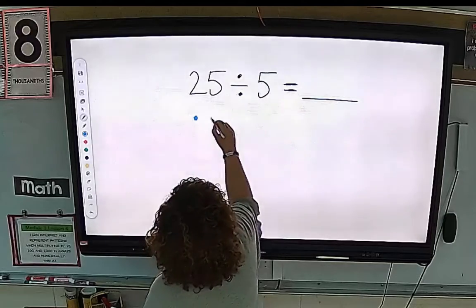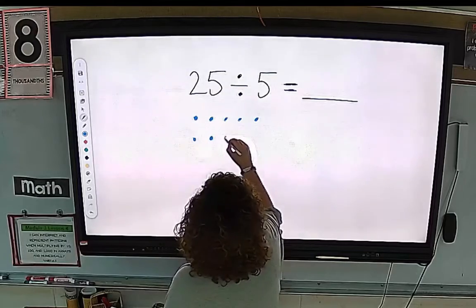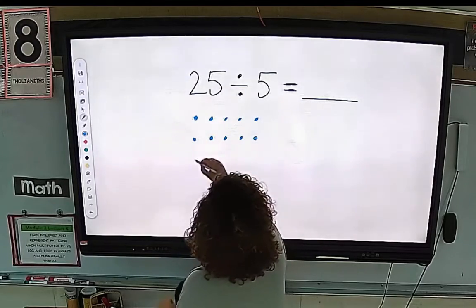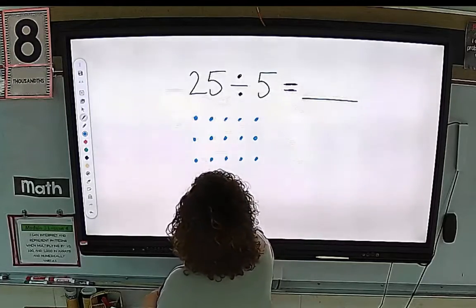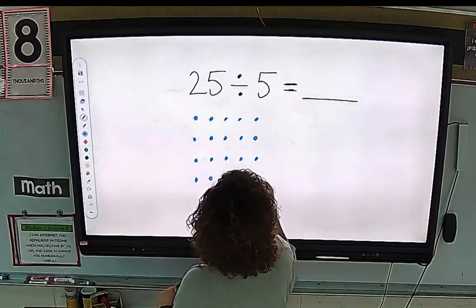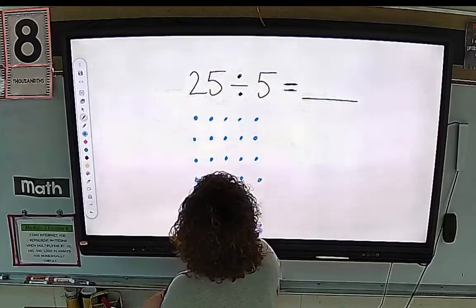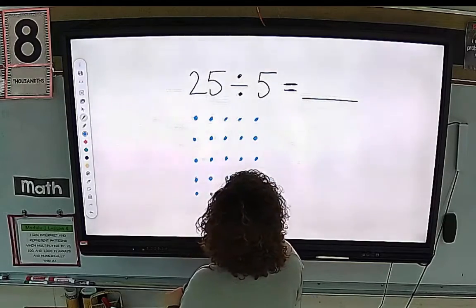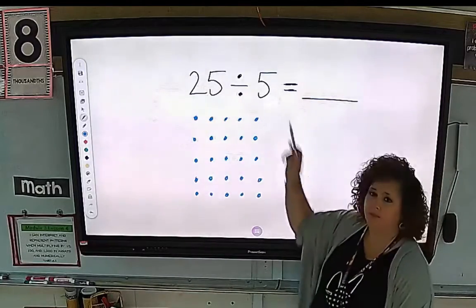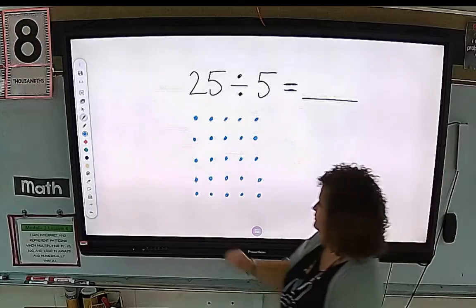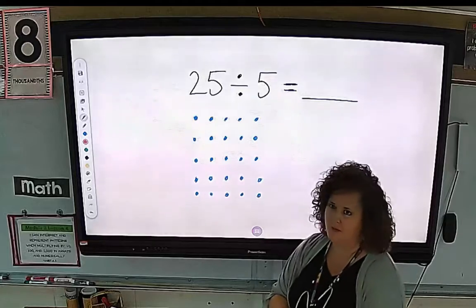So let's make 25 dots. Some people draw shapes, some people draw dots. It really doesn't matter what you choose, but we need 25 of them. 1, 2, 3, 4, 5, and I've got 4 rows. I need one more. So I've got 25 dots right here, and I'm going to put them into groups of 5. Some people might say into 5 groups. It can work both ways at times.